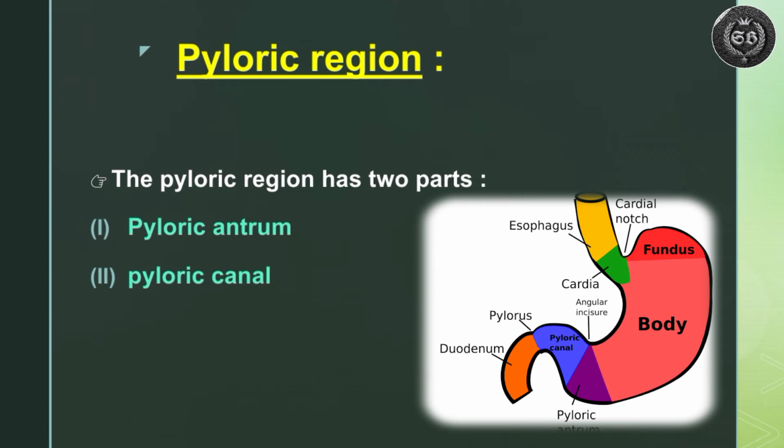Now, pyloric region. The pyloric region has two parts. First one is pyloric antrum and second one is pyloric canal. You can see here is pyloric antrum and here pyloric canal.